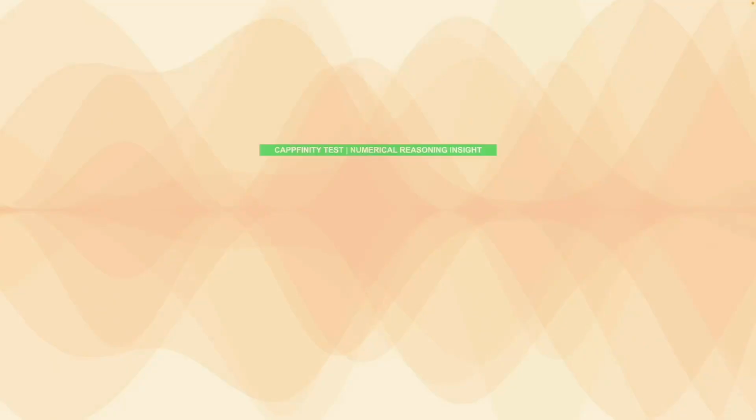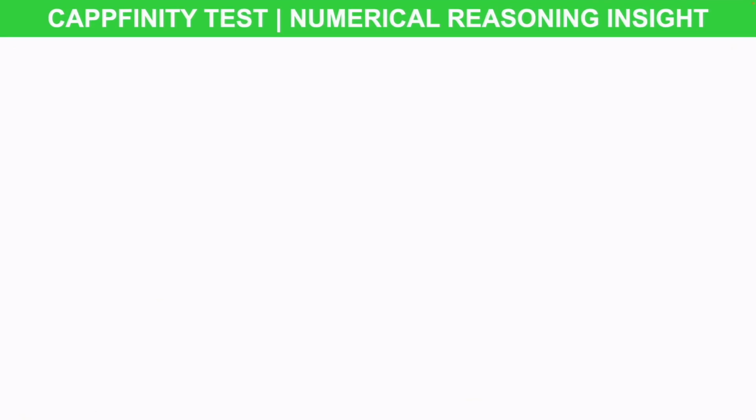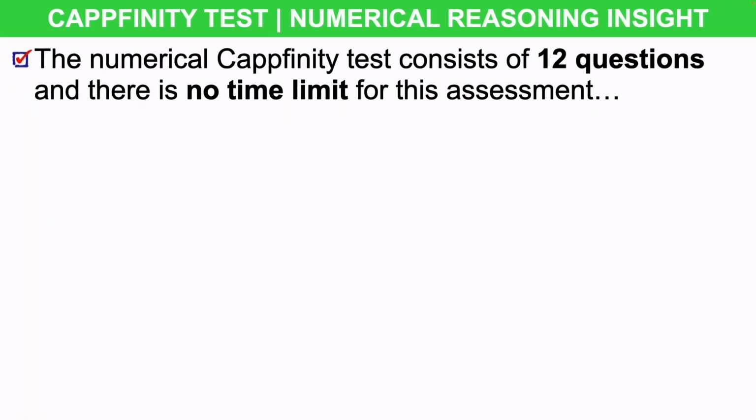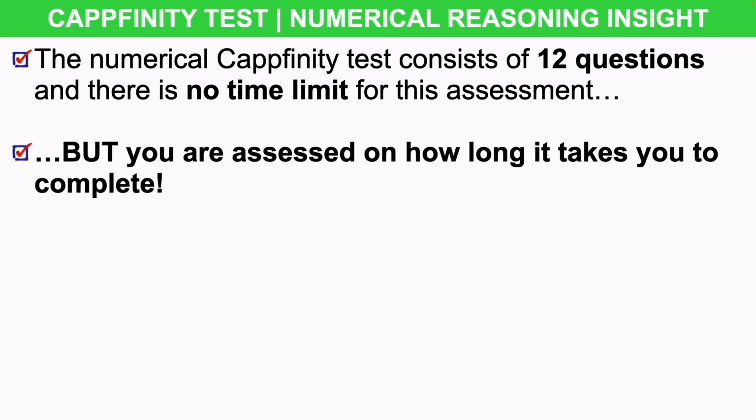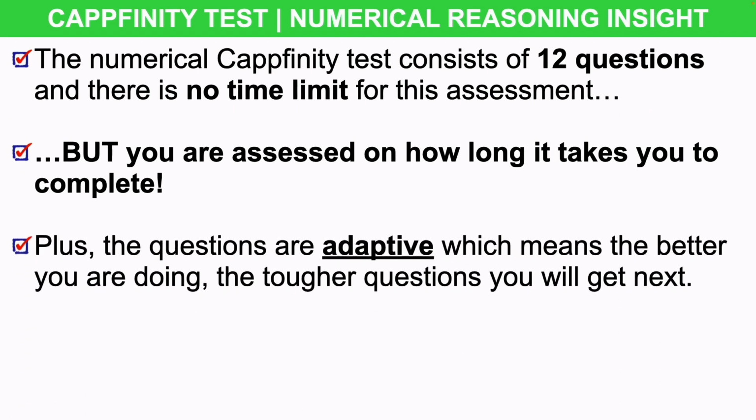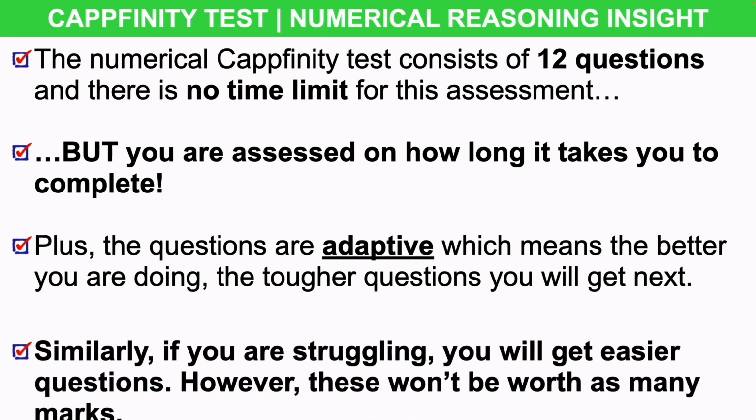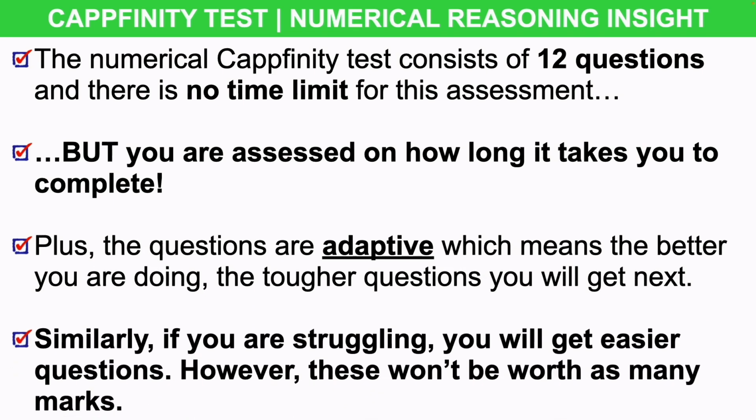So let's start by looking at the structure of CAPPFINITY tests. Now, the numerical CAPPFINITY test consists of 12 questions and there is no time limit for this assessment, but you are assessed on how long it takes you to complete it. Plus, the questions are adaptive, which means the better you are doing, the tougher the questions you will get next. That is a really unique part of this test. And similarly, if you are struggling, you will get easier questions. However, these won't be worth as many marks.